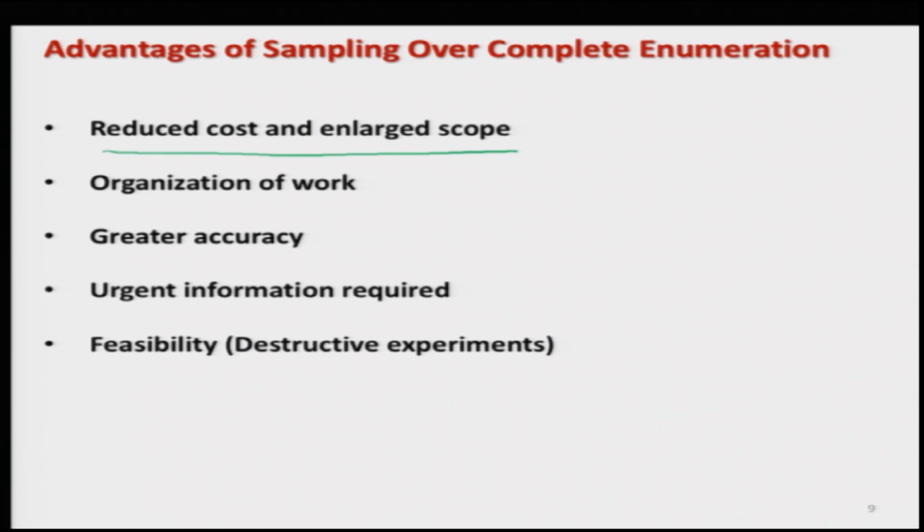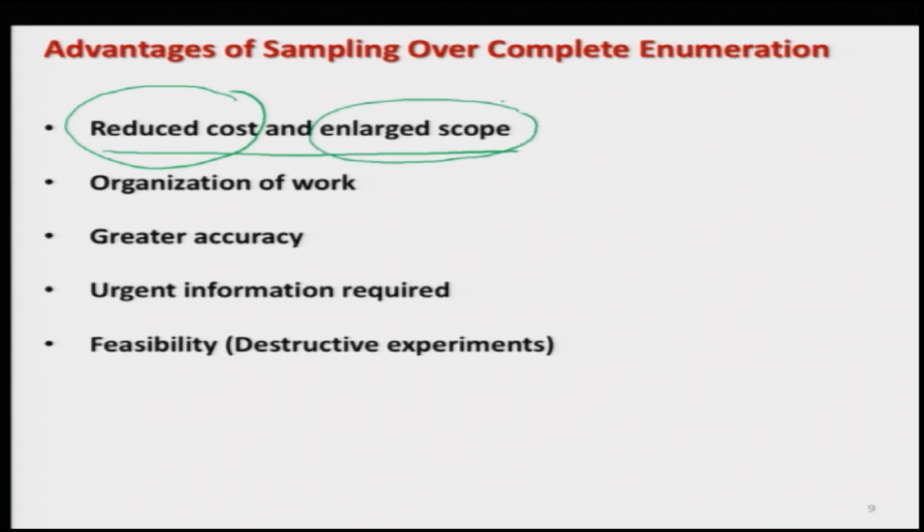So, definitely if you go for complete enumeration, then you have to collect the data for all the units in the population. So, definitely the cost will become very high. On the other hand, if you go for sampling, then you have to collect the data on a smaller number of units, and so obviously the cost of the experiment will be less. And the sample will have an enlarged scope.